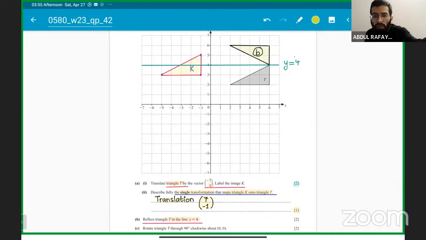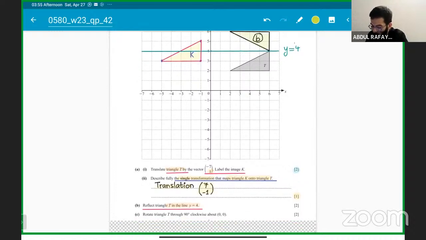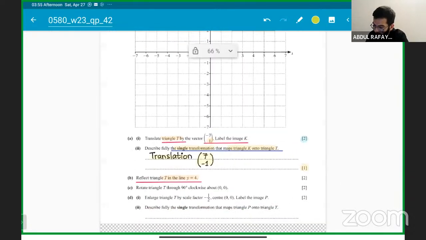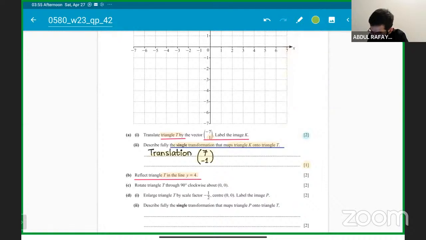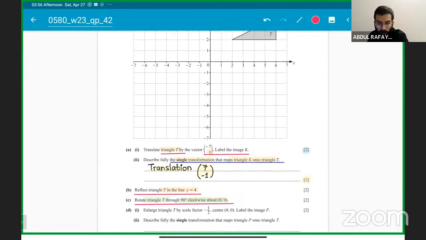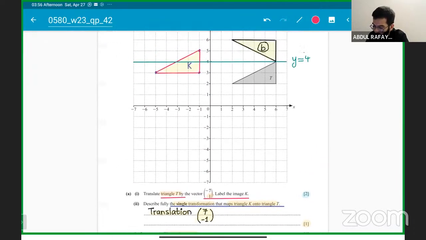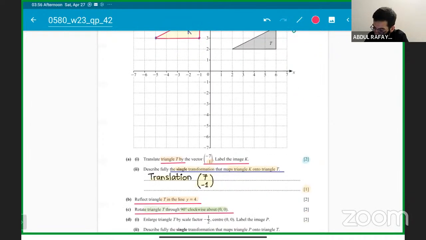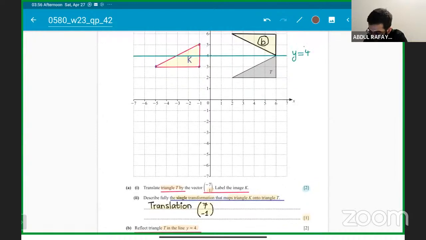So students, what we have done is basically reflect the triangle T in the line y = 4. Next, what we have to do, sir, is rotate triangle T through 90 degrees clockwise about (0, 0). So we have to do a rotation to achieve the next two marks. This is very simple, not very difficult. We go to (0, 0) and rotate 90 degrees clockwise.